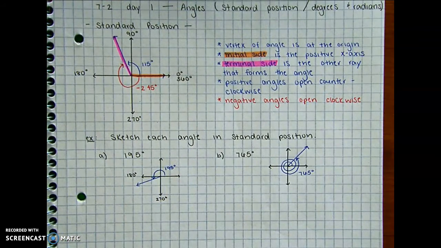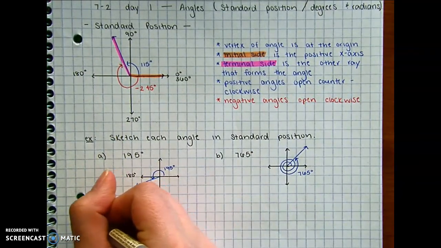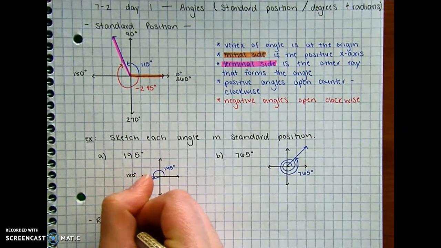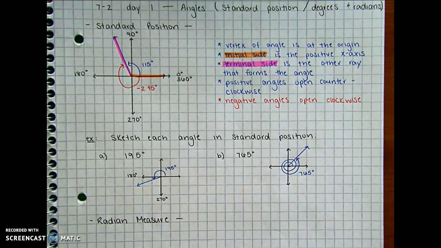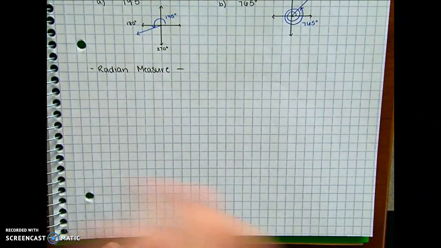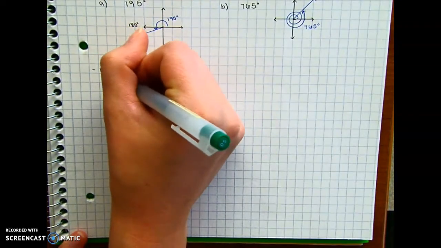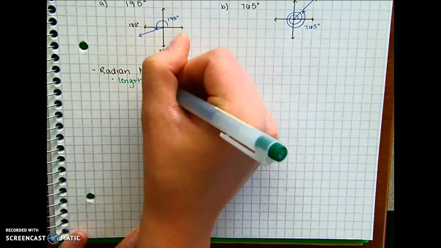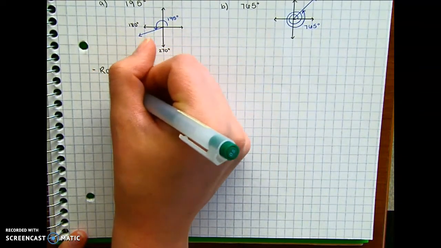Alright, now, radians is going to be another thing that we're going to be working with in this chapter. So, radian measure, what is a radian? Radian is the length of an arc. And here are some common angles that you need to know.